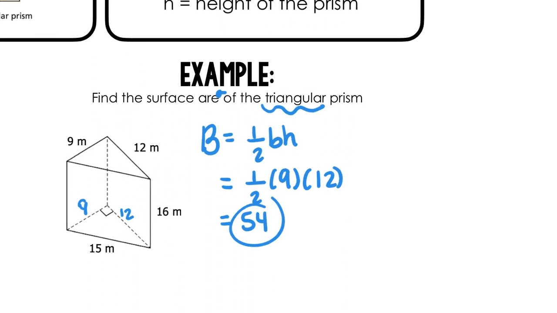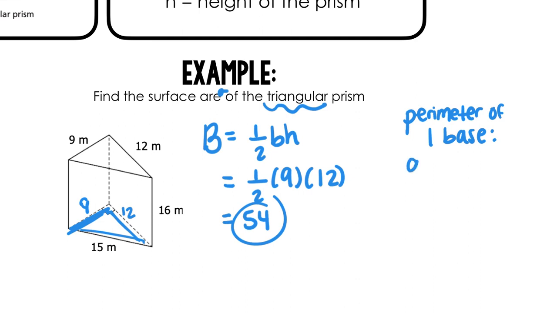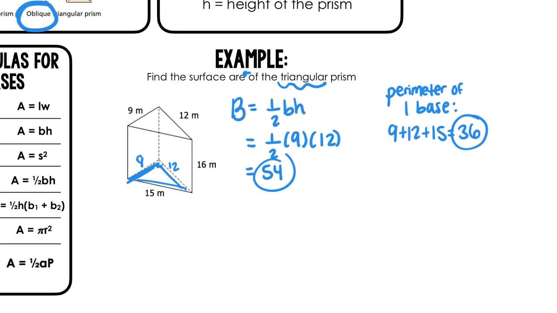Then the perimeter of the base. So when you're doing the perimeter, it's just of one base. So the bases are those congruent and parallel triangles. So just do the perimeter of one of them. So it would be 9 plus 12 plus 15. Just add all the way around. 9 plus 12 plus 15 is 36. So hold on to that number. It's not really our answer, but we'll need it in a minute.